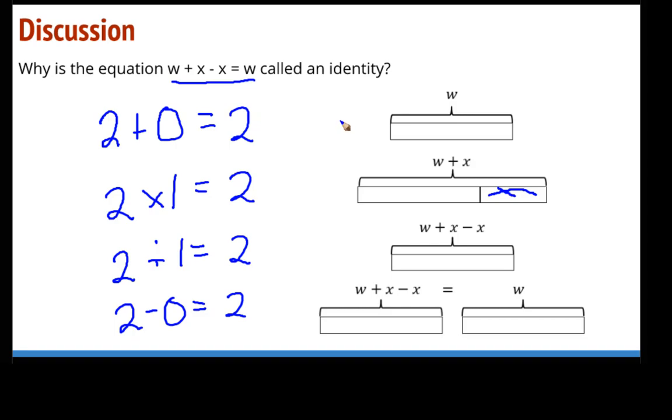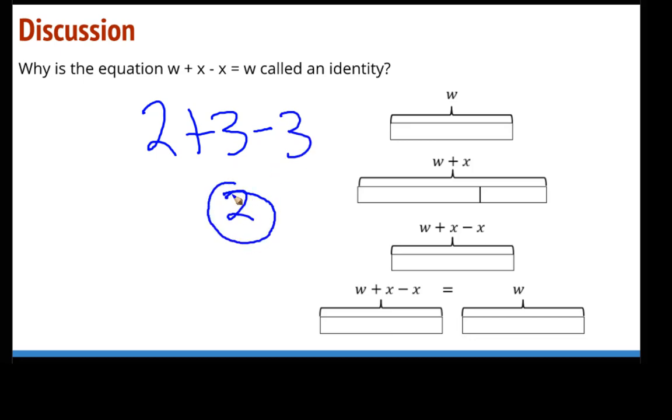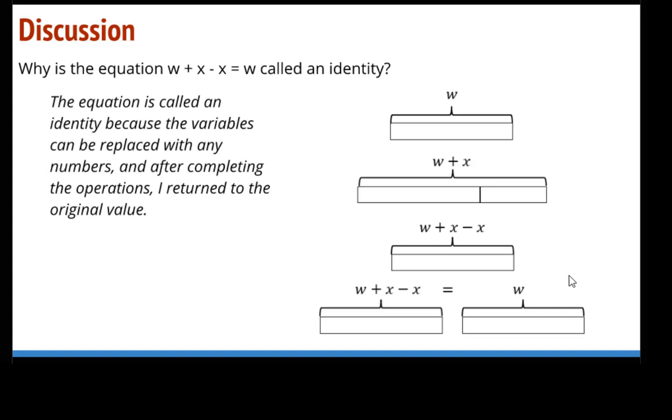So hopefully you can see that when we add the same number and then subtract it back out, like 2 plus 3, and we subtract that 3 right back out, we are right back to what we began with. There has been no change. So we call these identities because the variables can be replaced with any numbers, and after completing the operation, you return right back to the original value. Nothing has changed.